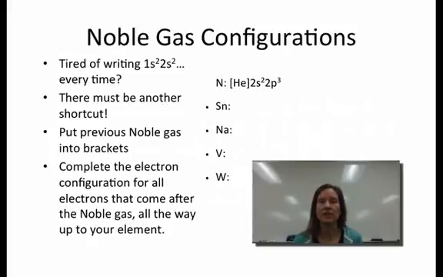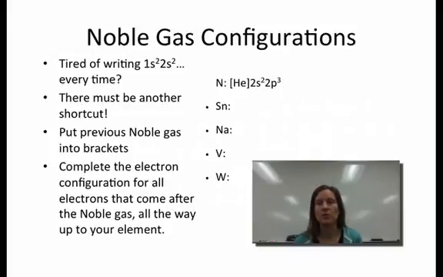And what the noble gas configuration does is makes it so you don't have to write out all the 1s2, 2s2, 2p6. You group those, and then you write the electron configuration that exists beyond that grouping. So the shortcut is that you put a noble gas into a bracket. What's a noble gas? A noble gas is the last column of your periodic table that includes the helium and neon and krypton and xenon, all those ones. Okay, those are your noble gases.